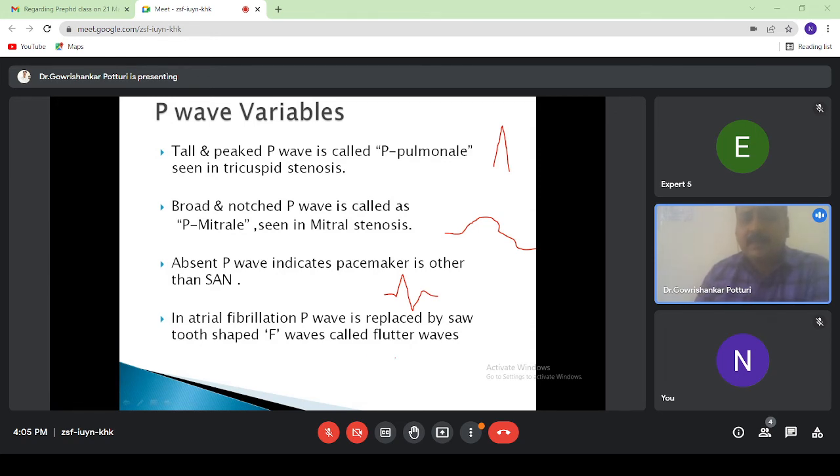Then in atrial fibrillation, P wave is replaced by sawtooth F waves. They are called flutter waves, like this. So sawtooth appearance, it is seen in atrial fibrillation.